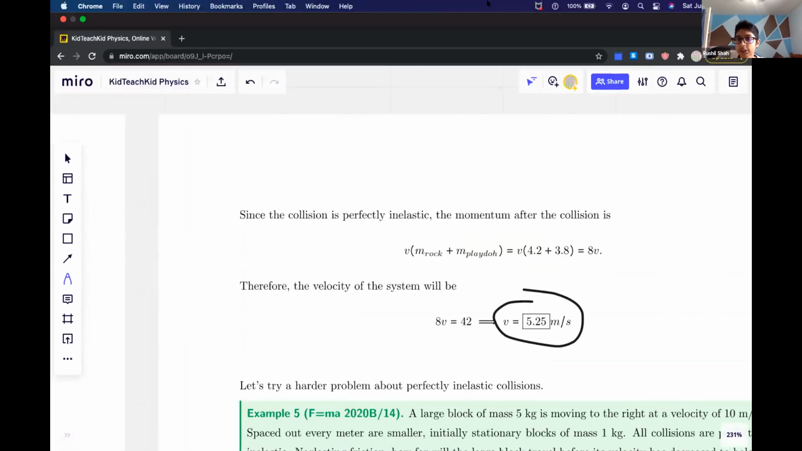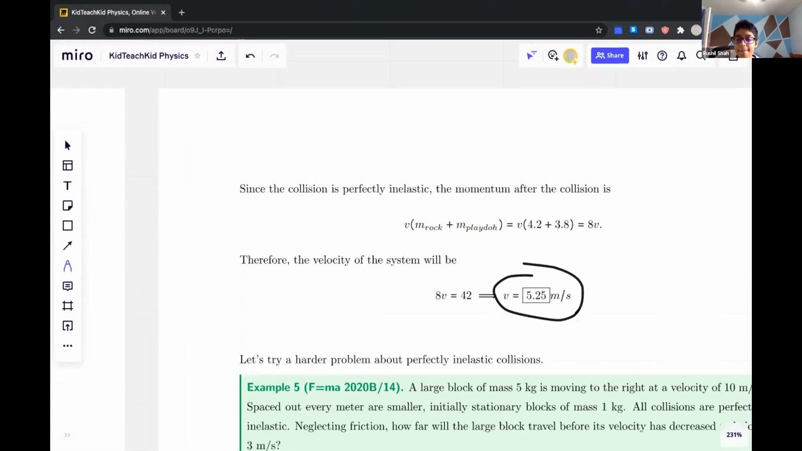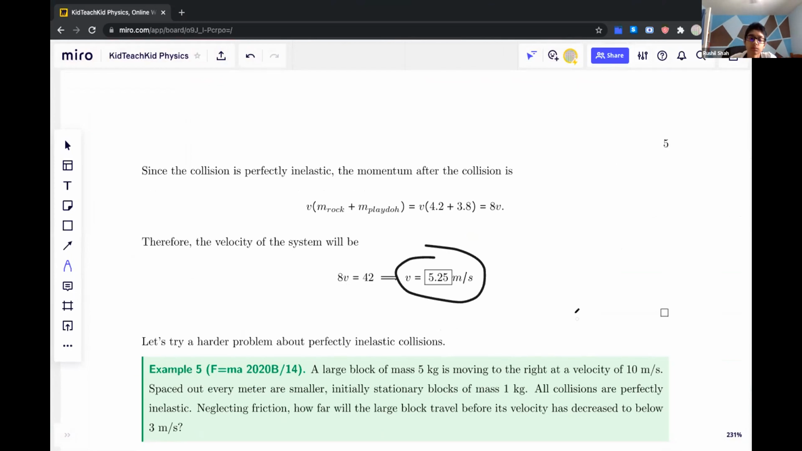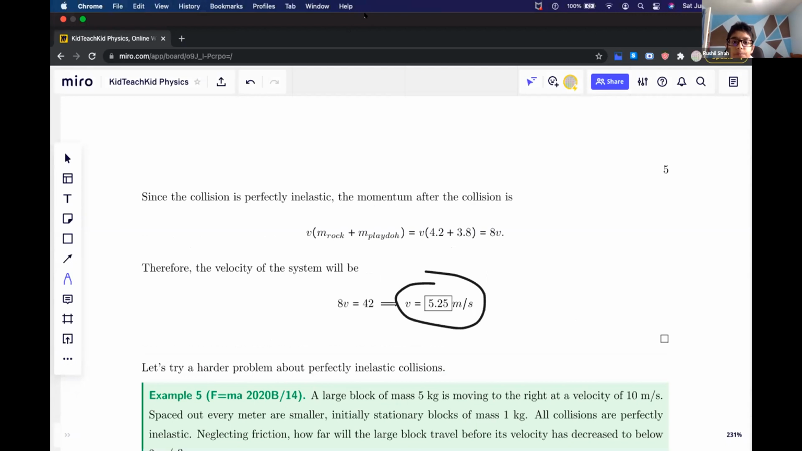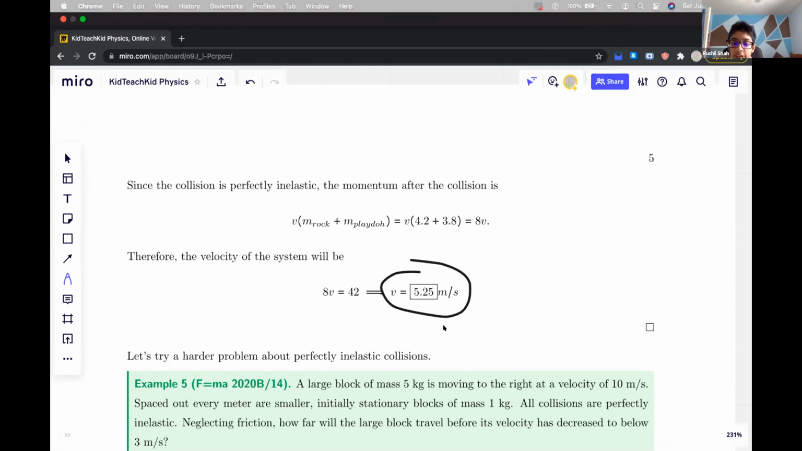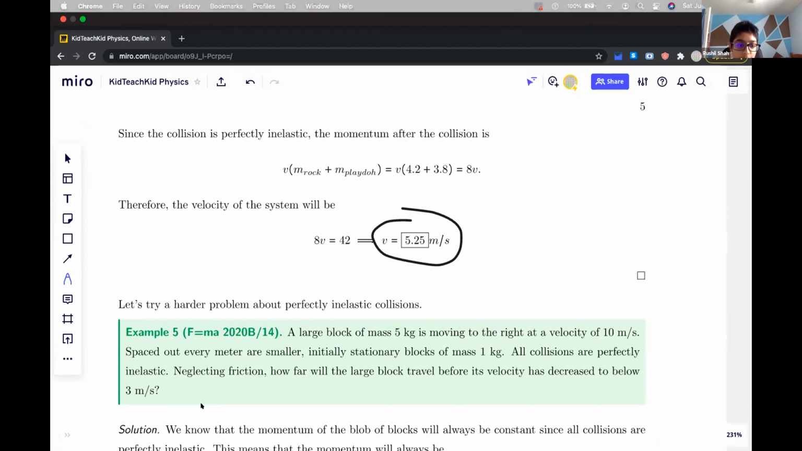Okay, does anyone have any questions? Okay, so if no one has any questions, you guys can try the next example, example 5.